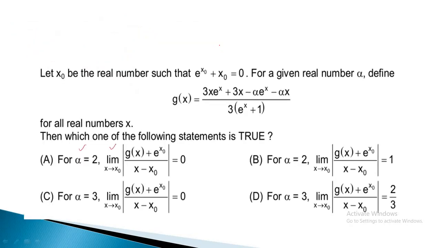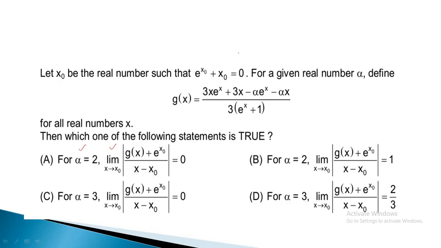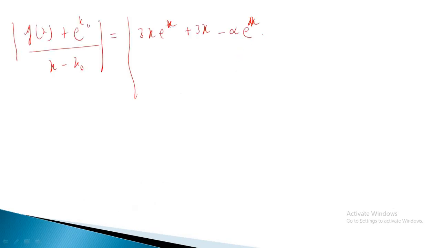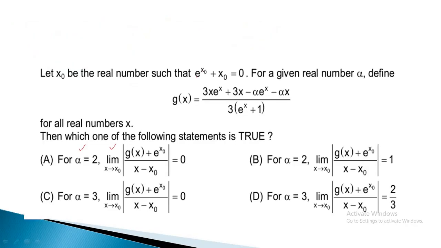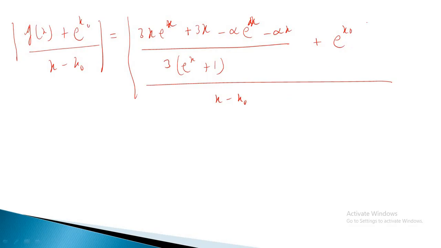Then we have negative alpha e raised to x, then we have negative alpha x divided by 3 times e raised to x plus 1, plus e raised to x naught, whole divided by x minus x naught. So let's put 1 here and cross multiply.